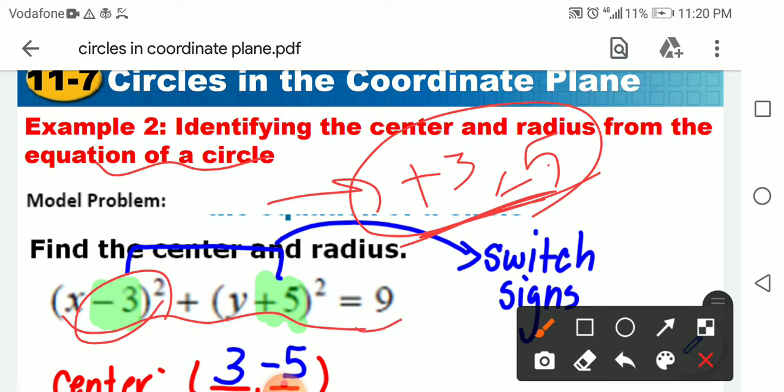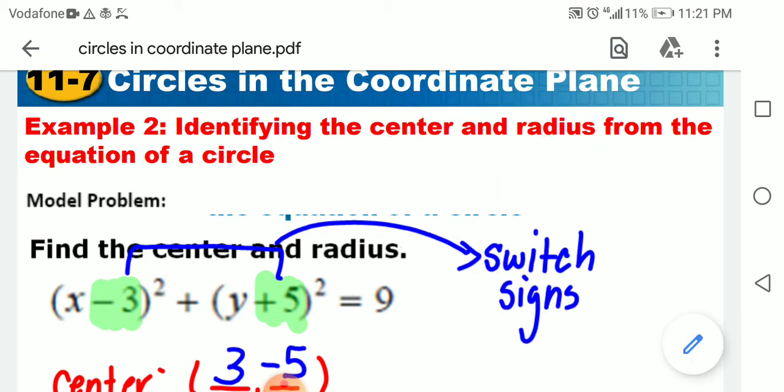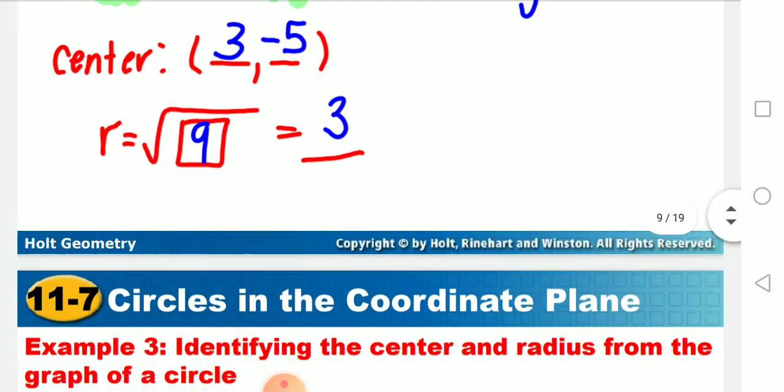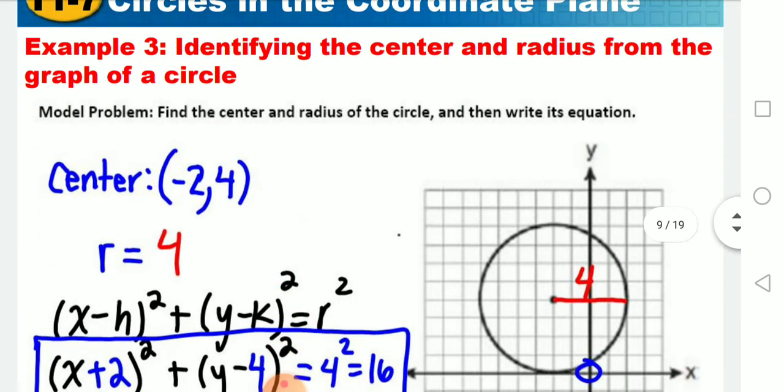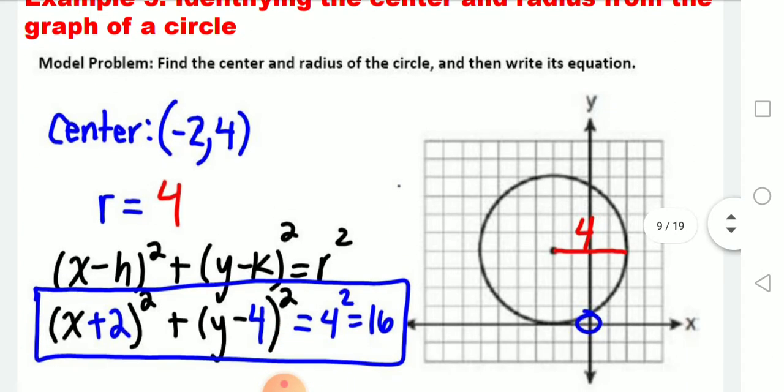What about the radius? You got here radius squared. Remember, from the equation x minus h squared plus y minus k squared equals what? R squared. So the square root of 9 gives me 3. So 3 here is the radius. Remember, the radius must be with a positive sign. Next, identifying the center and the radius from the graph of a circle, and this is easier.